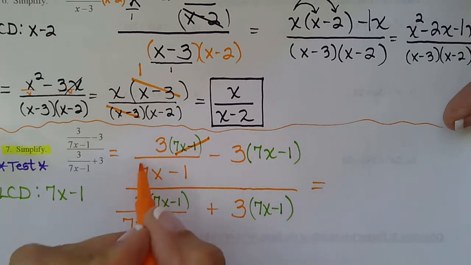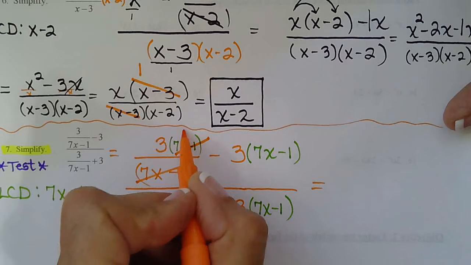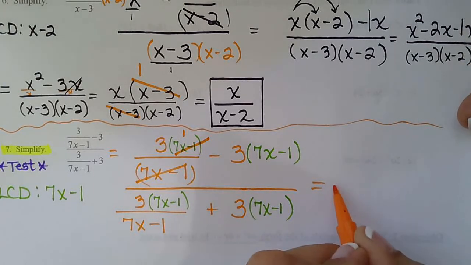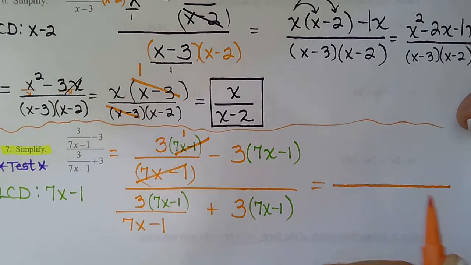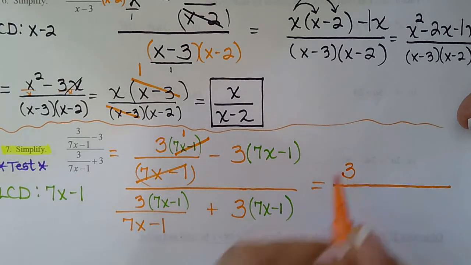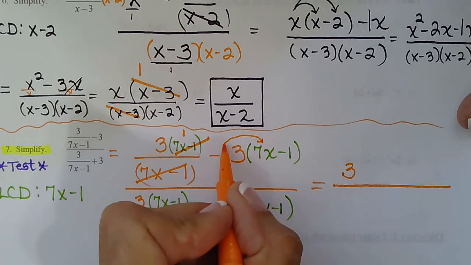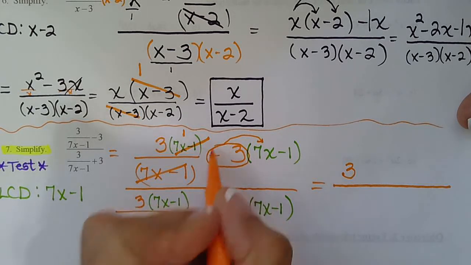So 7x minus 1 divided by 7x minus 1 gives you 1. So my first term is now 3. And then let's go ahead and distribute this. Keep in mind this is a negative 3 you're distributing.